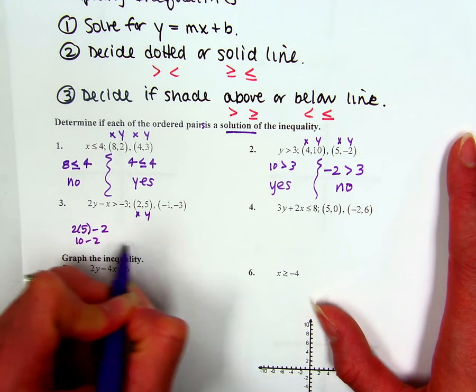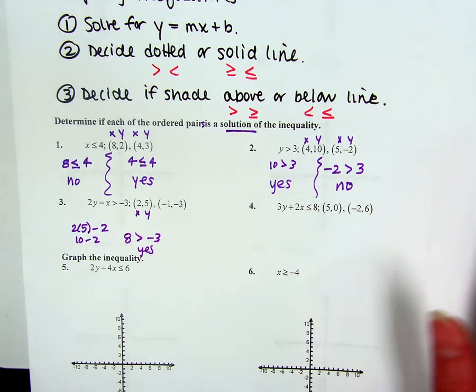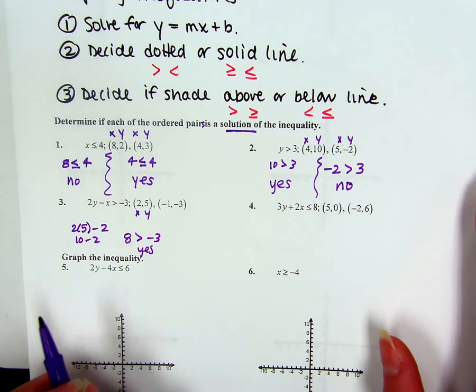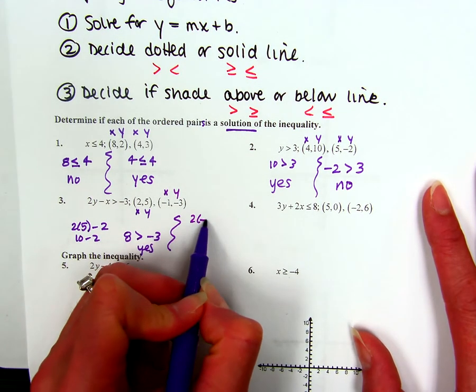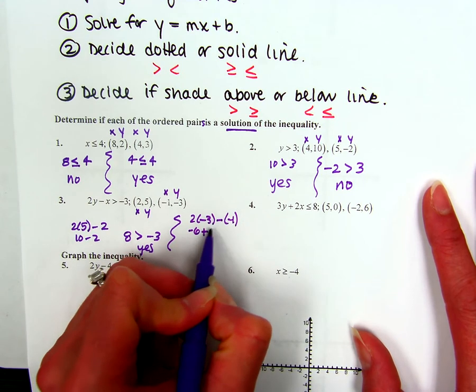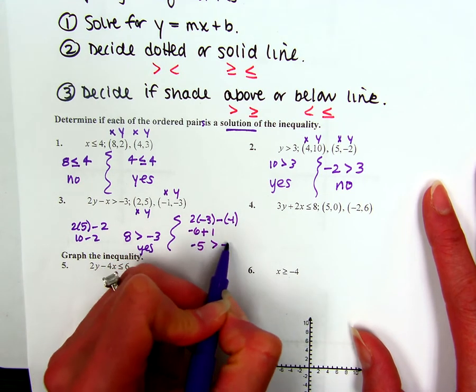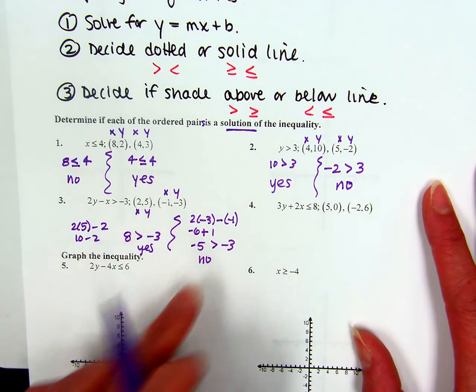All right, so for the next problem, we got 2 times 5 minus 2, which is 10 minus 2. So that is 8 is greater than -3. And yes, that is a true statement. The next one, we've got 2 times -3 minus -1. So that's -6 plus 1, which is -5 is greater than -3. That is not true. So the first one's yes, the second one is no.